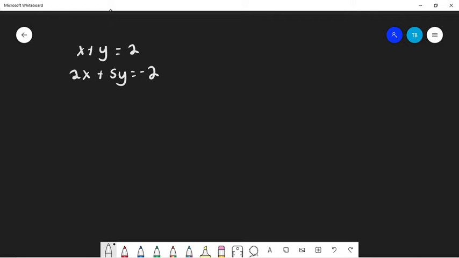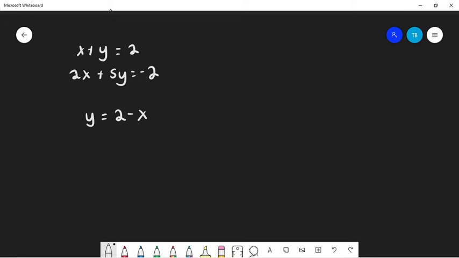So how do we do that? The only thing we have to do really is subtract x on both sides of the equation in this first equation here. So I'll rewrite it down here after I've subtracted x on both sides. So y is equal to 2 minus x.